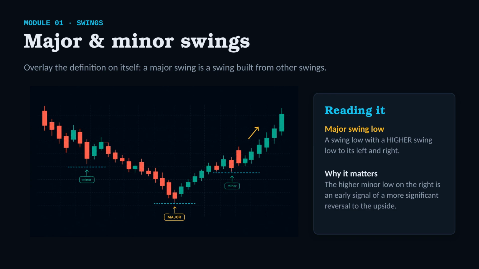Why does this matter? Because that higher minor swing low on the right-hand side is often an early indication of a more significant reversal to the upside. It is your first tell before the crowd sees it. The same logic inverts for major swing highs. A swing high with a lower swing high on either side, and the minor swing high on the right becomes an early warning of a significant move down.